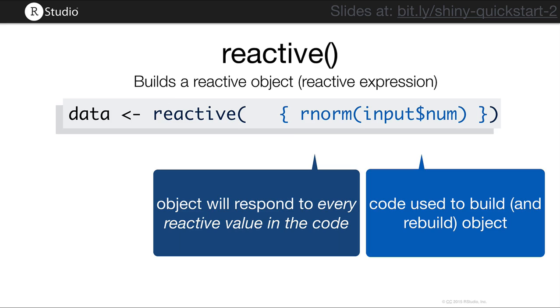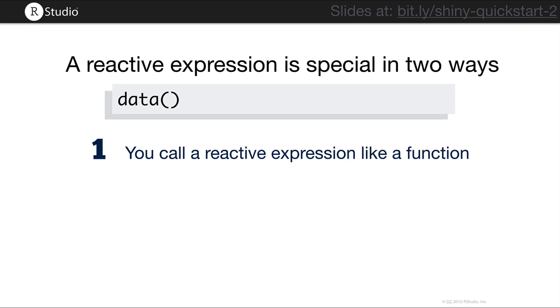Reactive expressions sort of emulate R objects. You create them and then you use them again later. But they're actually different in a couple of ways. In the first way, the most important way for avoiding errors, is that reactive expressions are technically functions. And if you want to use the data that we store in data later on in your code, you'll have to call data as if it were a function. That means you'll have to put an open and close parentheses behind the name data. There's no arguments involved, just open and close parentheses.